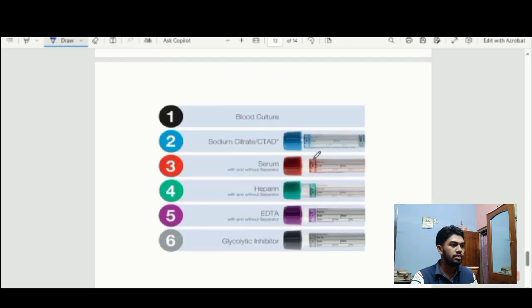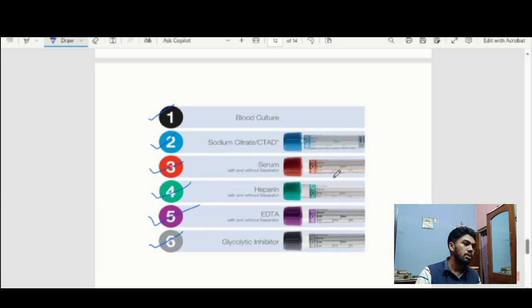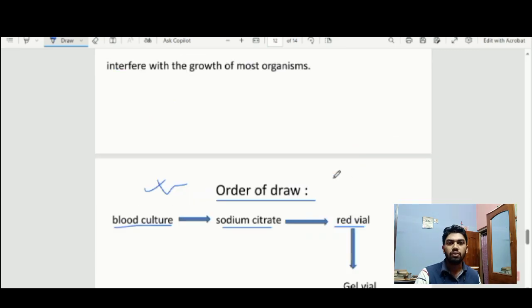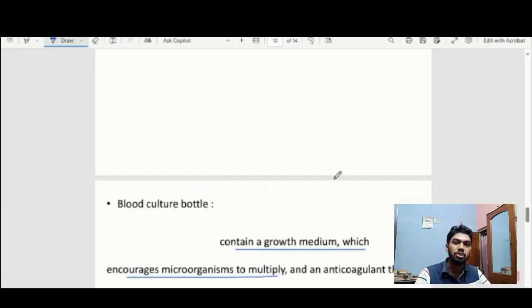That is a picture of it. First you have to collect in the blood culture bottle, then comes sodium citrate, then comes serum, meaning the red vial or the gel vial. Then comes heparin, then EDTA, then the grey vial. So this was the brief explanation about the vials and anticoagulants used in the lab.